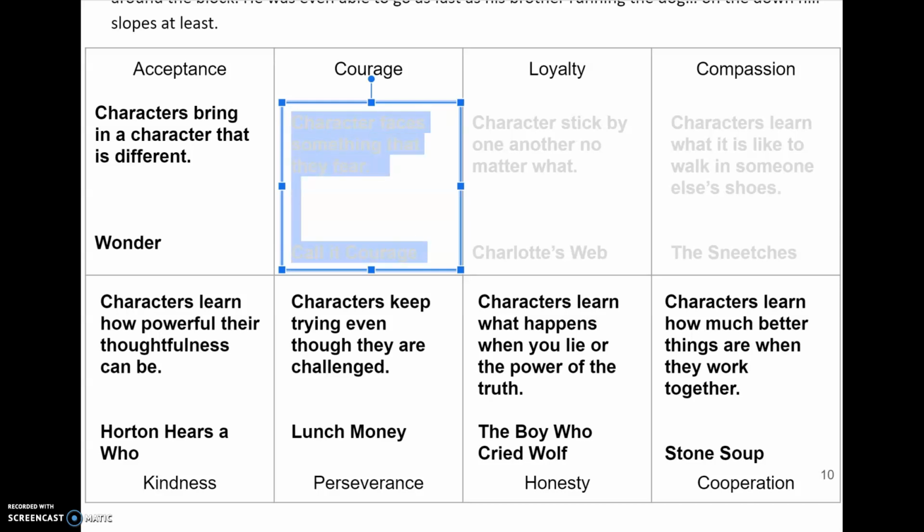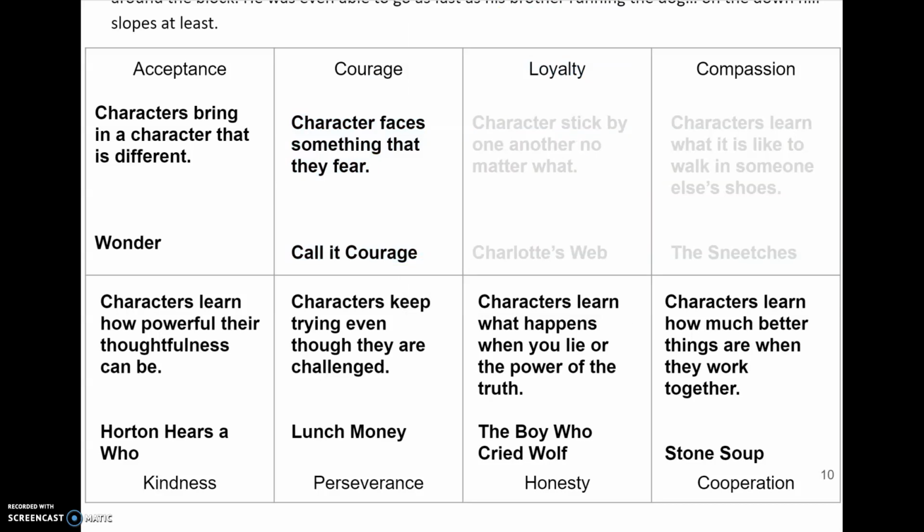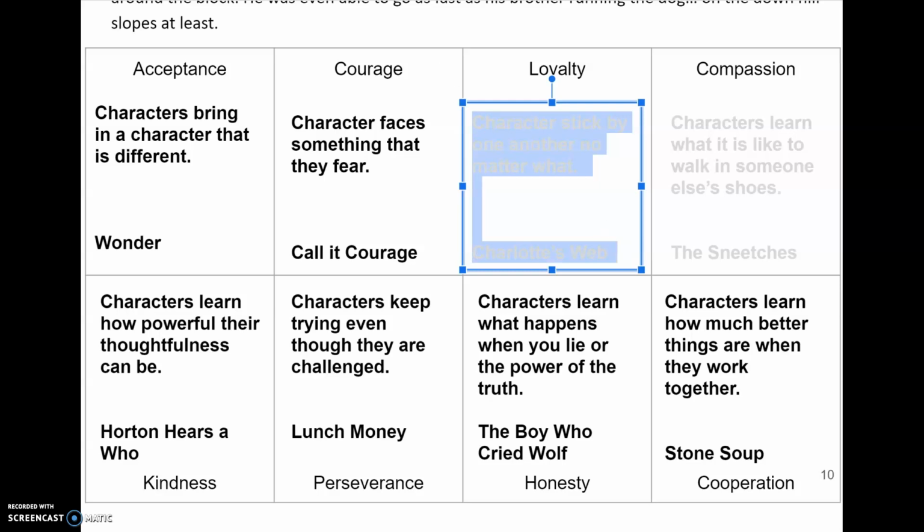For courage. Courage is when the character faces something that they fear. Call It Courage is a good story to teach courage. And we do need to be careful with the difference maybe between courage and perseverance, in terms of, we can say, well, it takes courage to keep trying, but that really is more in terms of perseverance. So courage is something when there's actually a fear, something that's scary, not just something that's hard.